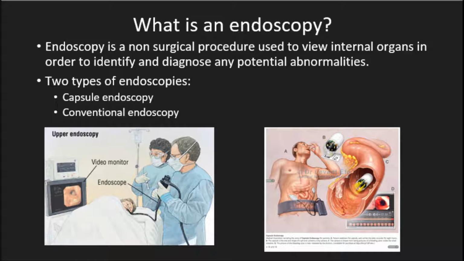Two types of endoscopies include the capsule endoscopy and the conventional endoscopy. Each of these types of endoscopies is minimally invasive and is designed to conveniently view specific parts of the body. They are easily inserted into the natural openings of the body, such as the mouth or the anus.